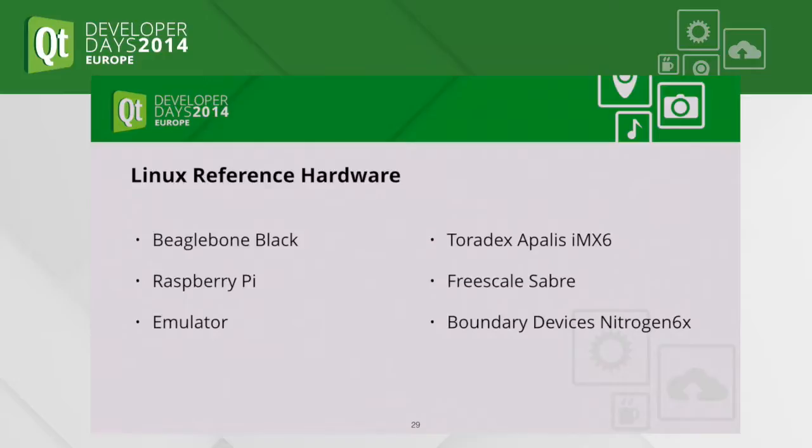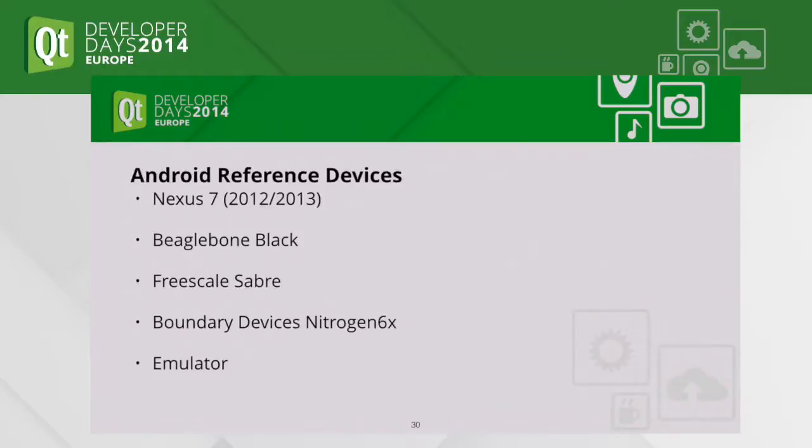Several people out there are actually showing these devices. This is like a tablet that's been stretched out in various layers. And then we have the Nitrogen 6X from Boundary Devices. This is another IMX6-based device. For embedded Android, we have support for the two Nexus 7s, the 2012 and the 2013 editions. We have support for the BeagleBone Black and the two IMX6 devices from the previous slide, and then, of course, the emulator.